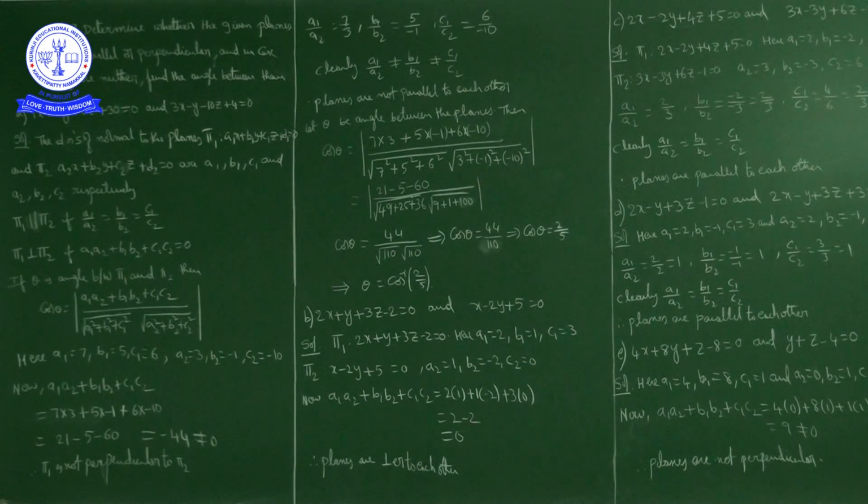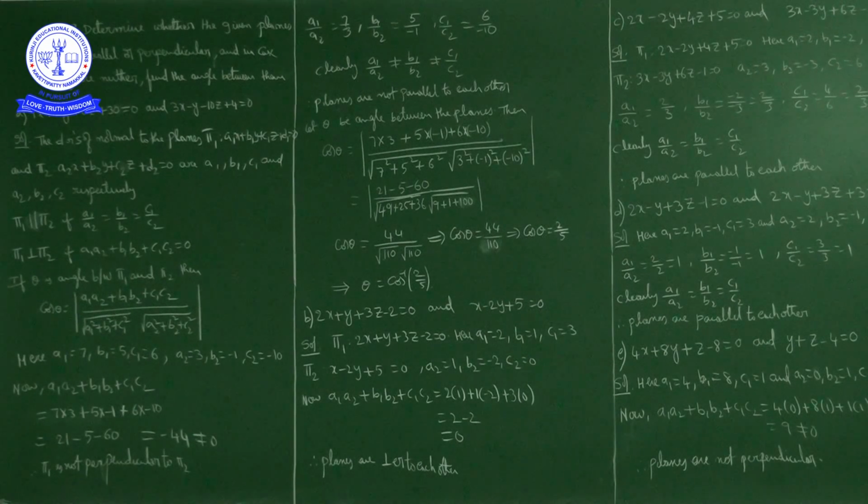If these are the planes, then the direction ratios of normals to these planes are as follows. For the first plane, the direction ratios of the normal are a1, b1, c1, and for the second plane they are a2, b2, c2. These are the direction ratios of the normals to the planes a1x plus b1y plus c1z plus d1 equal to 0 and a2x plus b2y plus c2z plus d2 equal to 0.